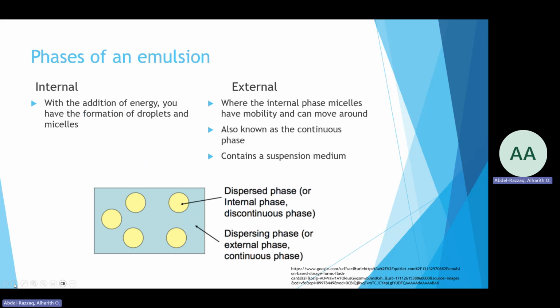So let's dive deep into the phases of an emulsion. So we have two phases, our internal and external. Our internal phase is, with the addition of energy, the formation of droplets in micelles. A micelle is a spherical structure that forms by the aggregation of surfactant molecules. In water, the hydrophobic tail is going to face inwards and the hydrophilic tail is going to face outwards. The internal phase is also known as our discontinuous phase, also known as our dispersed phase.